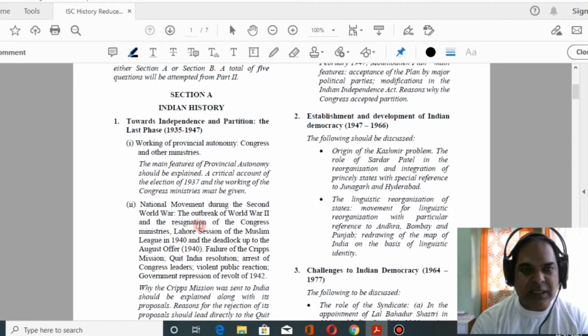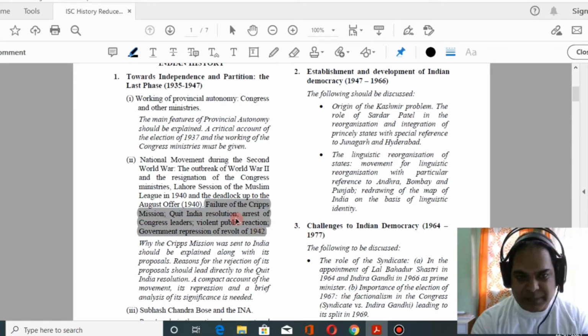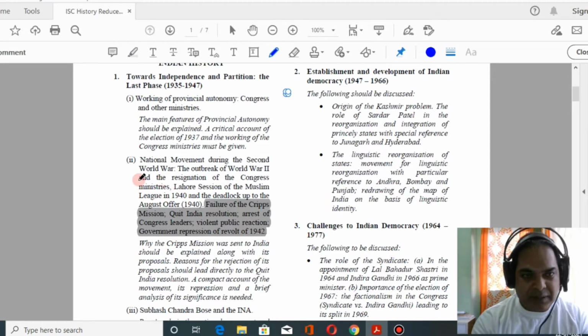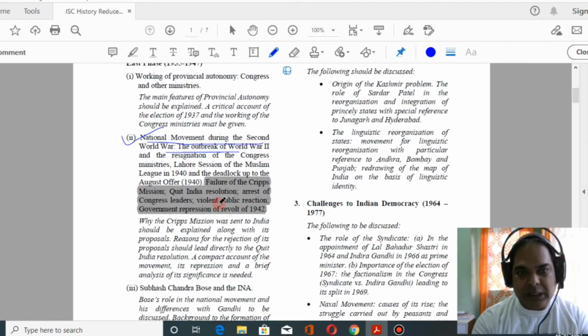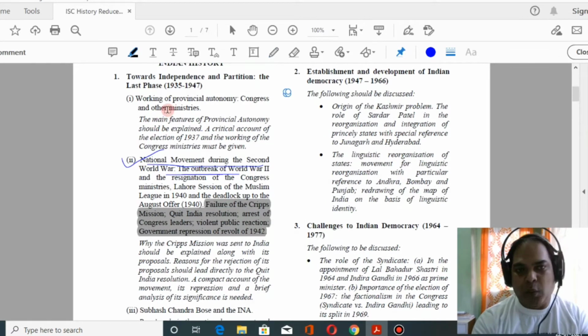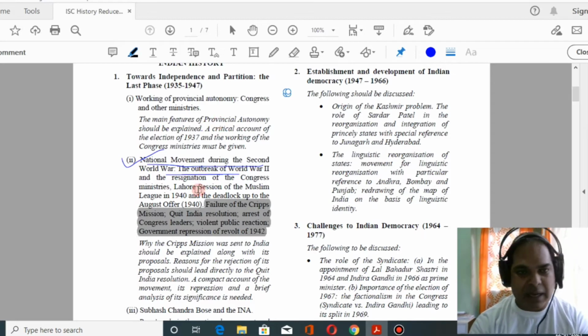Previously the session started from this part. This part was included, but the above one, the national movement, these things were not at all required. Directly we studied about the failure of the Cripps mission. Before that, we discussed the working of provincial governments, that is, the most important features of the Government of India Act 1935, which we were asked to study.